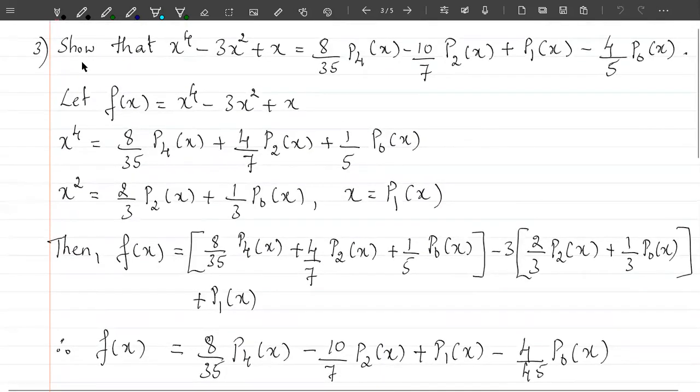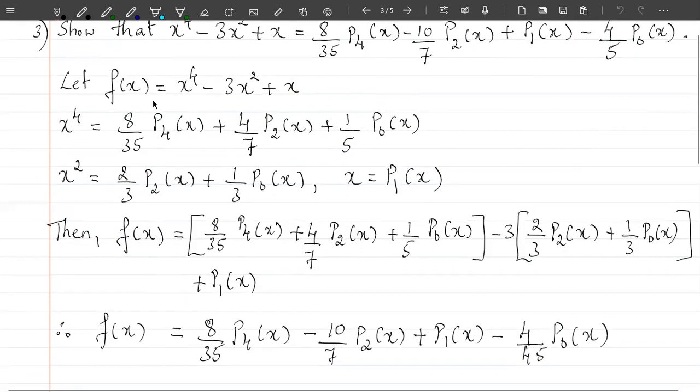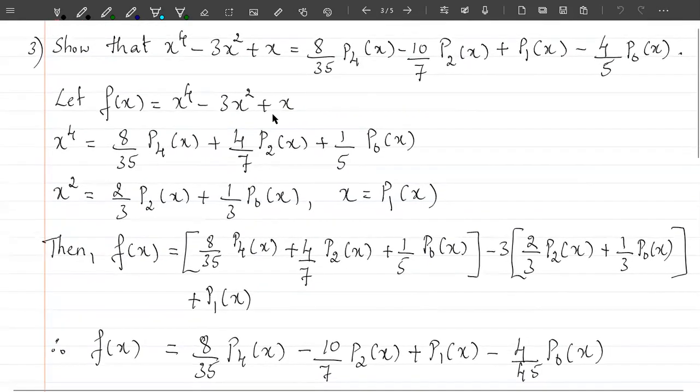Third problem. Show that x power 4 minus 3x square plus x equal to 8 by 35 p4 of x minus 10 by 7 p2 of x plus p1 of x minus 4 by 5 p naught of x. So let's take f of x as x power 4 minus 3x square plus x. What is x power 4? Its Legendre polynomial expansion is 8 by 35 p4 of x plus 4 by 7 p2 of x plus 1 by 5 p naught of x.